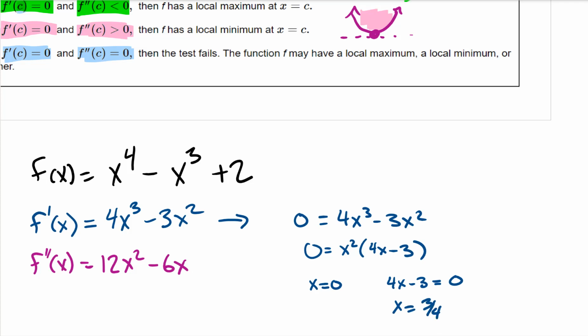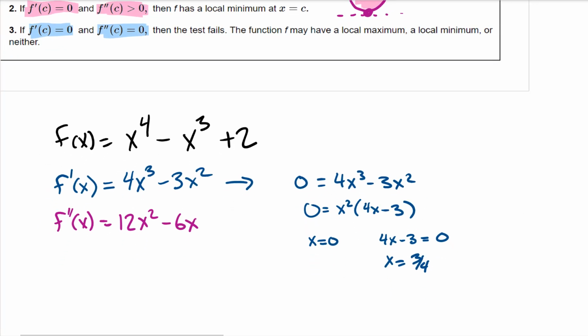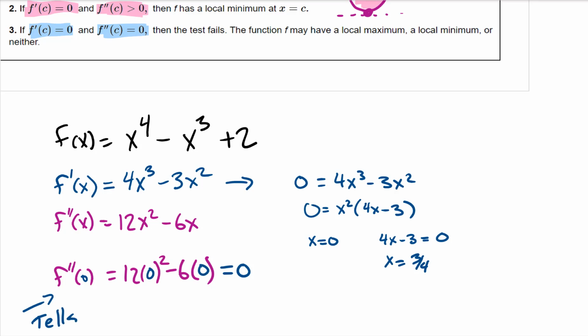There are those two values. Now, the only thing we need to do is plug them into our second derivative and find out what happens. So we're like, all right, cool. F double prime, let's plug our first number in. Let's go with 0. And we look and it's 12 times 0, which is not going to tell us anything. That equals 0. So this tells us nothing.